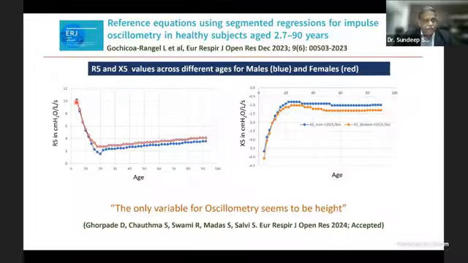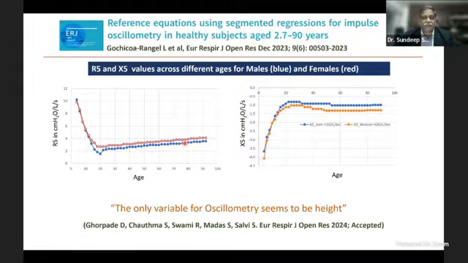There is absolutely no difference between boys and girls. It's almost overlapped. And then after adulthood, after you reach adulthood, they more or less form a straight line. But there is a gap between the males and the females. The females have a higher resistance value. The males have a lower resistance value.